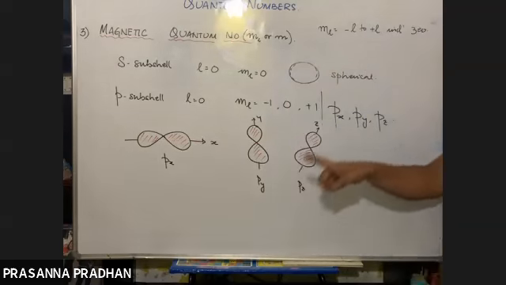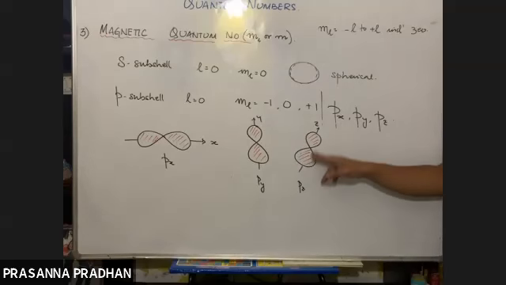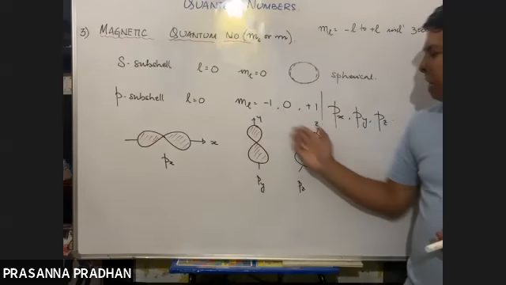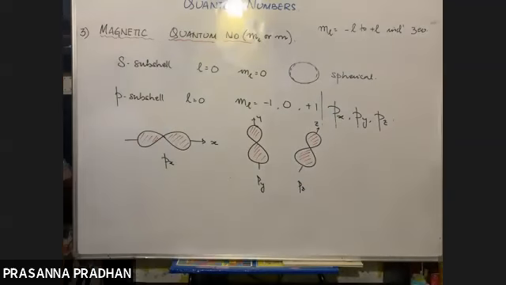In the Py orbital the electrons are oriented along the y-axis. In Pz the electrons are oriented along the z-axis. And we know the simple fact that these axes are mutually perpendicular to each other.